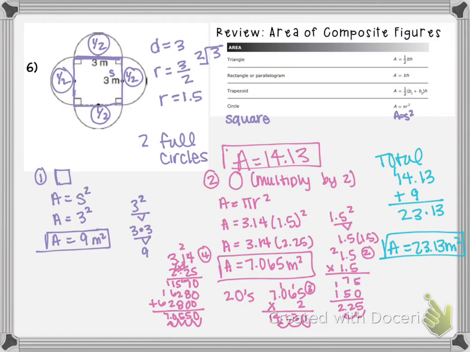If you didn't catch that or all the parts, rewind, watch it again, press pause, and just look at the work and match it to yours. And you should be good to go.